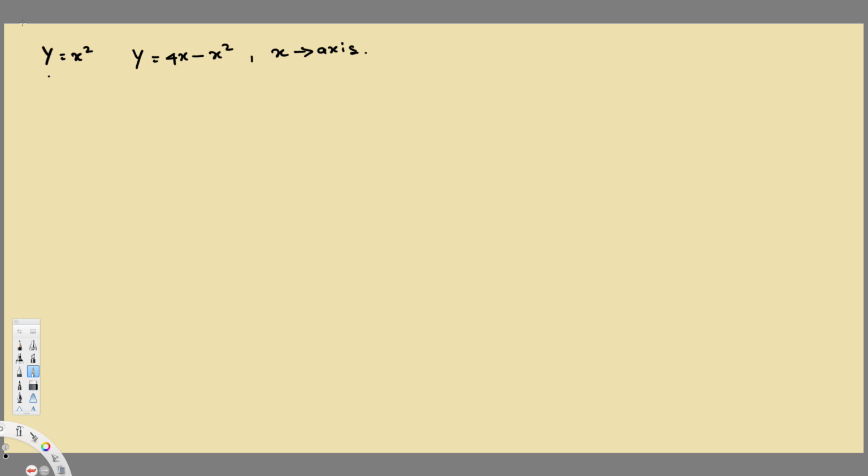Guys, let's see how we can do this problem right here. The question is asking to find the volume of the region bounded by y is equal to x squared and y is equal to 4x minus x squared, and they also mentioned that it is rotated around the x-axis. So let's first go ahead and draw the graph for these functions.